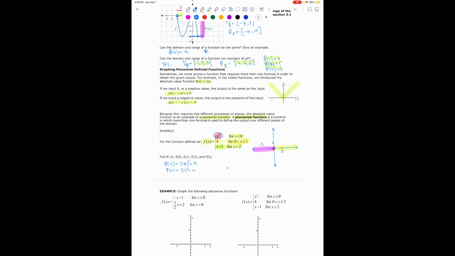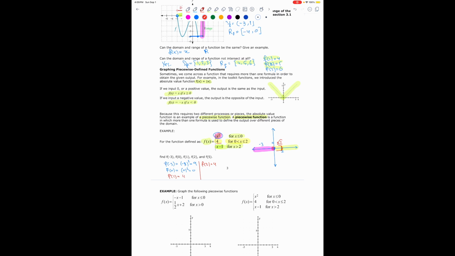F of 1 happens to be in the yellow interval. So I will use the middle part. So in this case, f of 1 is equal to 4. There is no x to substitute for 1, so I'm going to leave it like that. F of 2, notice how 2 is included in the second interval, this second interval right here. So I will use the second formula, or the yellow formula. So f of 2 is equal to 4 as well.